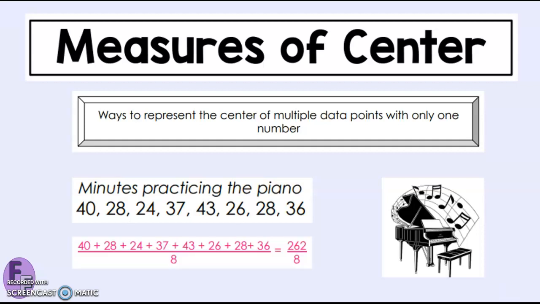Step one is to add all of the numbers together. Then divide by the number of numbers. When we add this data set together, we get 262. We're going to divide by 8 because there are 8 numbers in the data set. 262, there is a typo there, divided by 8 should give you 32 7/75.